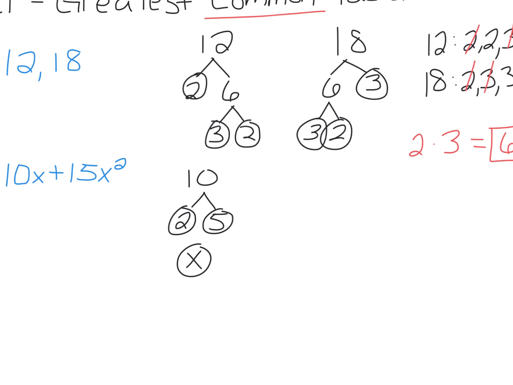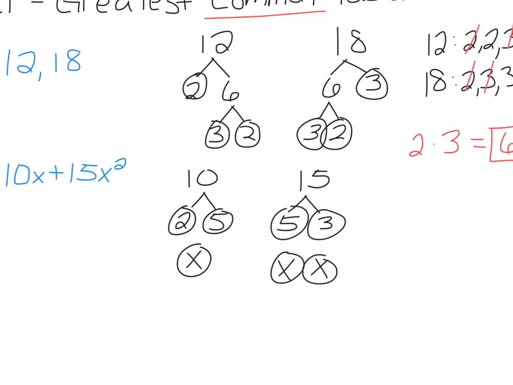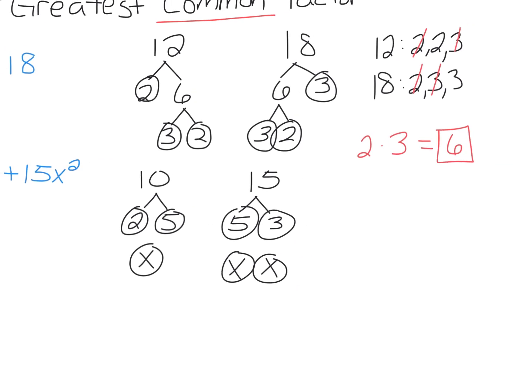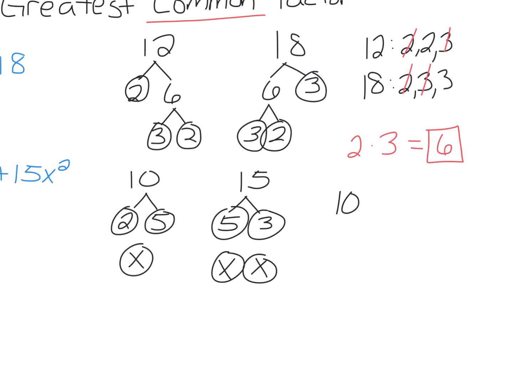Okay, what about 15? 5 and 3. And those we can't break apart farther. And then how many x's does it have? 2. So I'm going to write 2 x's at the bottom so I know. Okay, now make your list like we did before. What does 10 have? 2, 5, and x. 15 has 3, 5, x, and x.